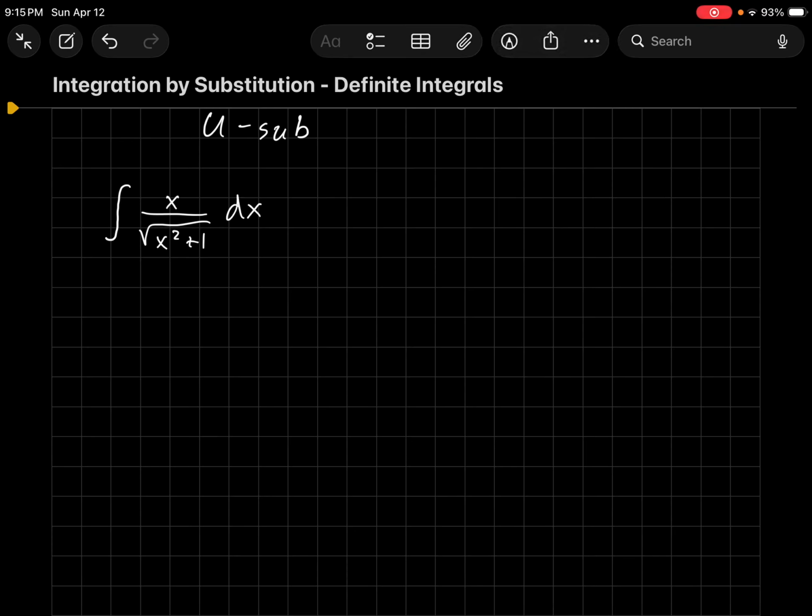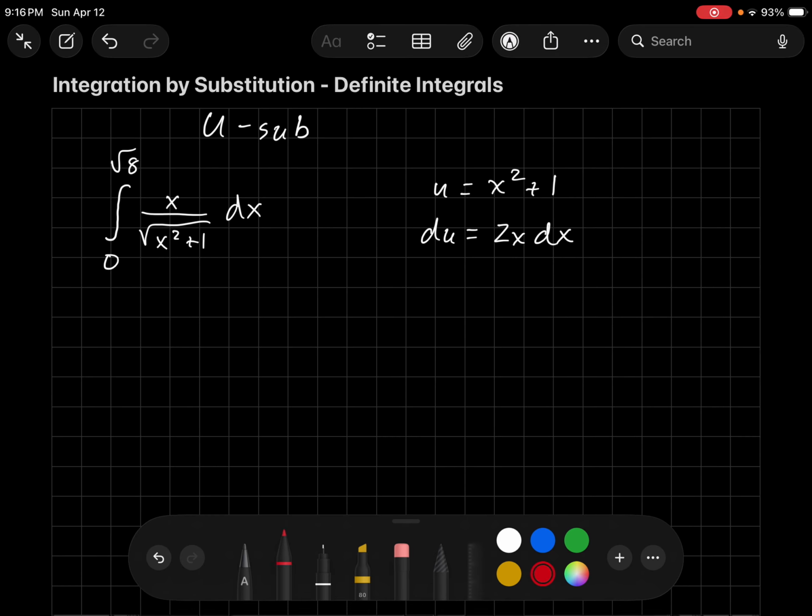What if we want to integrate x over root x squared plus 1 from 0 to the square root of 8? I recognize it as U sub. If I let U equal x squared plus 1, then du is 2x dx. We have almost enough of our 2x. We need a 2 up here to give me the full du, and a 1/2 outside to fix the 2, so we don't change the expression.